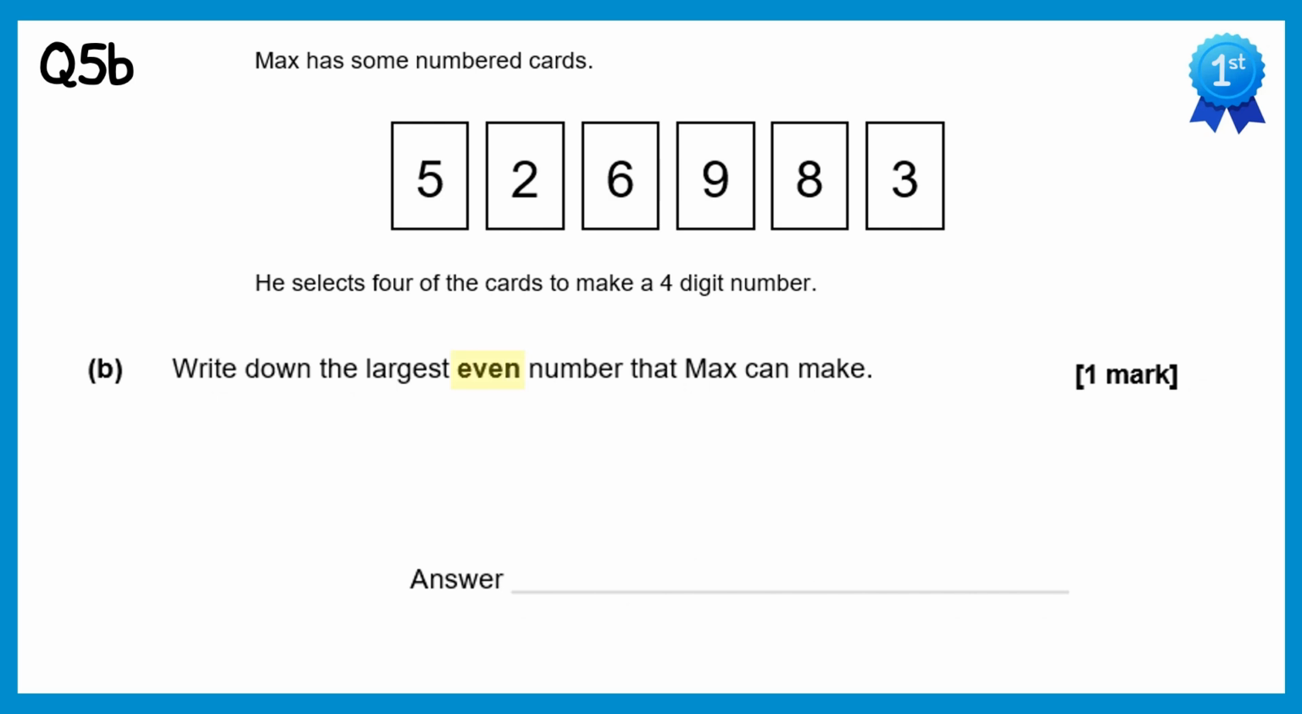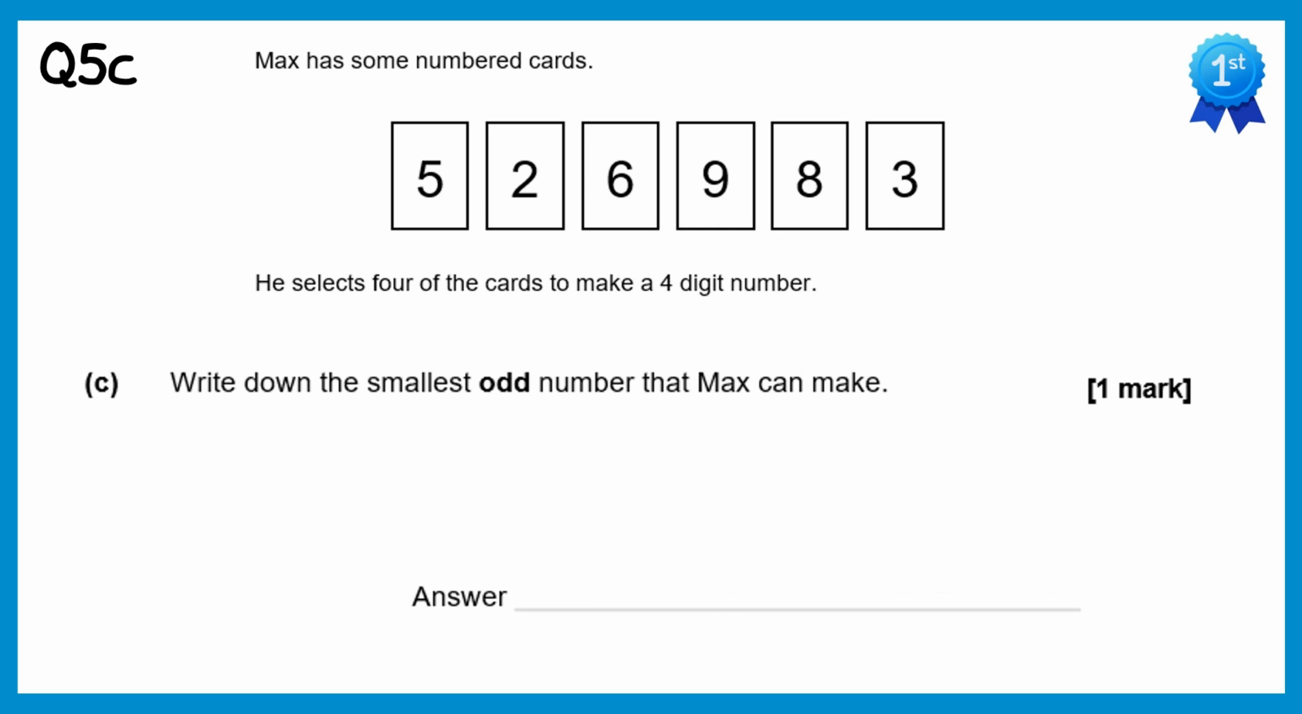For part B of the question we need the largest number, but this time it needs to be even. If it's going to be an even number it must end in 2, 6 or 8. Now since we want this number to be large as well, and 8 and 6 are quite large numbers compared to the rest, we'll actually put 2 at the end. So we'll now start with the largest number that's left, which is 9. Then the next one, which is 8. And the next one, which is 6. So we end up with 9862.